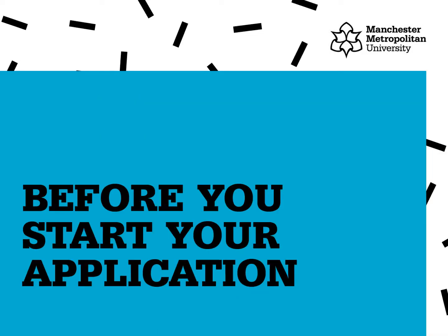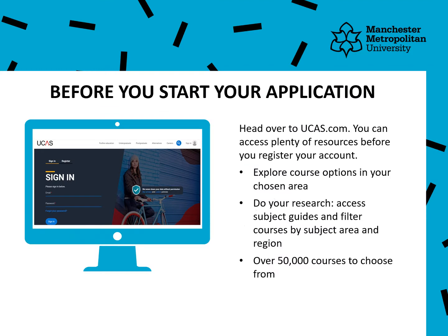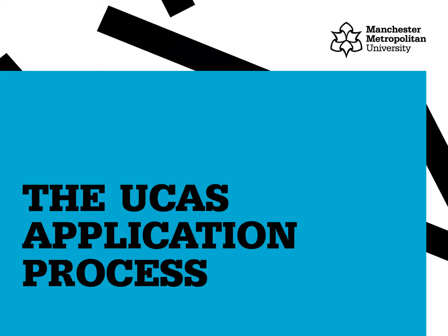So let's take a look at what you should do before you start your application. Before you start your application, it's really important that you head over to the UCAS website, ucas.com, where you can access lots of useful resources to help you with your research at this point. The UCAS website gives you access to subject guides, and it allows you to filter by different criteria including subject area and also by the various locations you are considering at this stage. Remember, there's over 50,000 courses available and more than 395 higher education providers in the UK, so it's important that you do your research. Let's move forward and take a look at the UCAS application process itself.